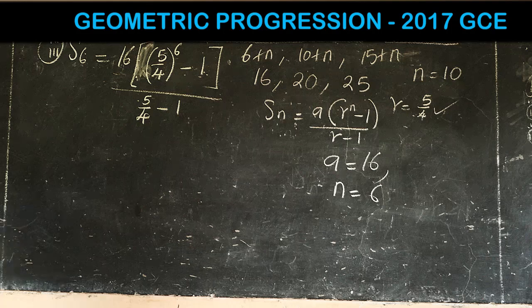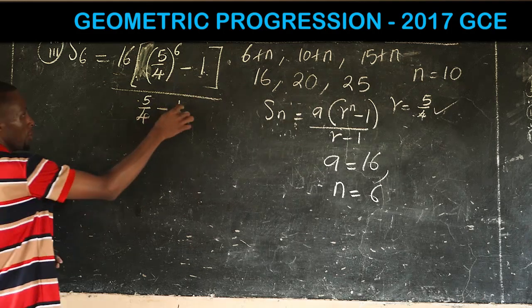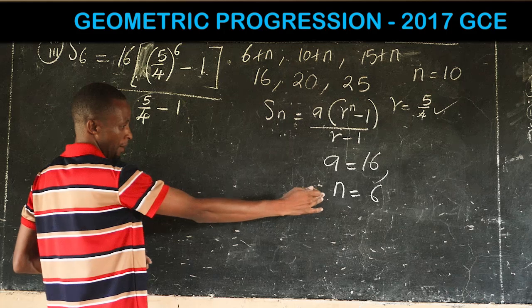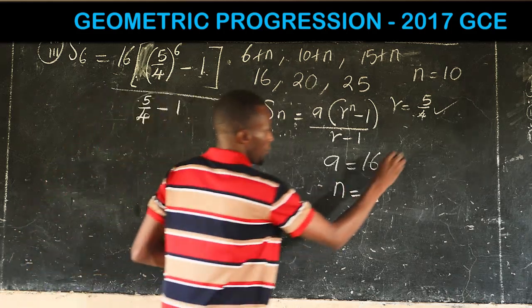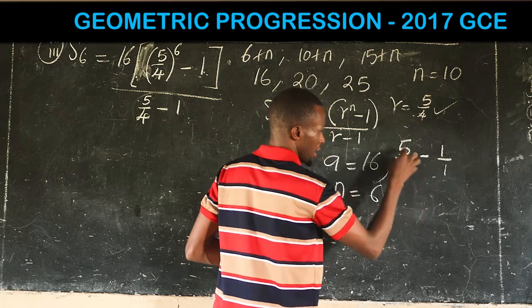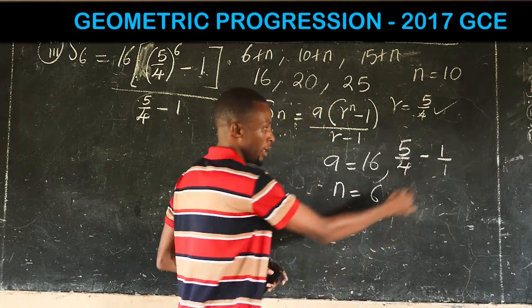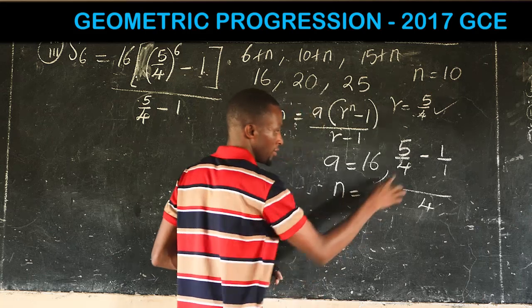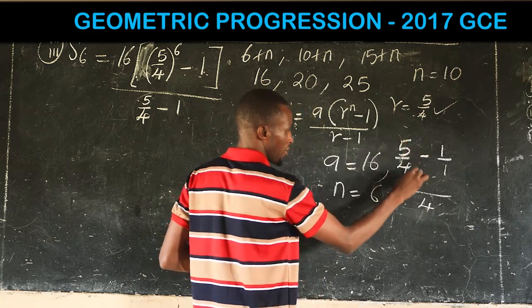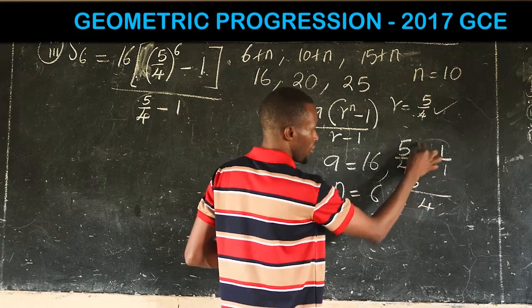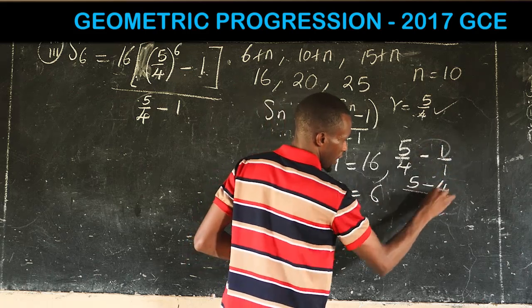From here, what you can do, this part here, you can solve it on a separate space. You can handle the 5 over 4 minus 1 separately. Since this is a fraction and this is a whole number, we introduce a 1 as a fraction. So common denominator is 4. 4 into 4, that is 1. 1 times 5, we have 5. 1 into 4, that's a 4. 4 times negative 1, that is negative 4.